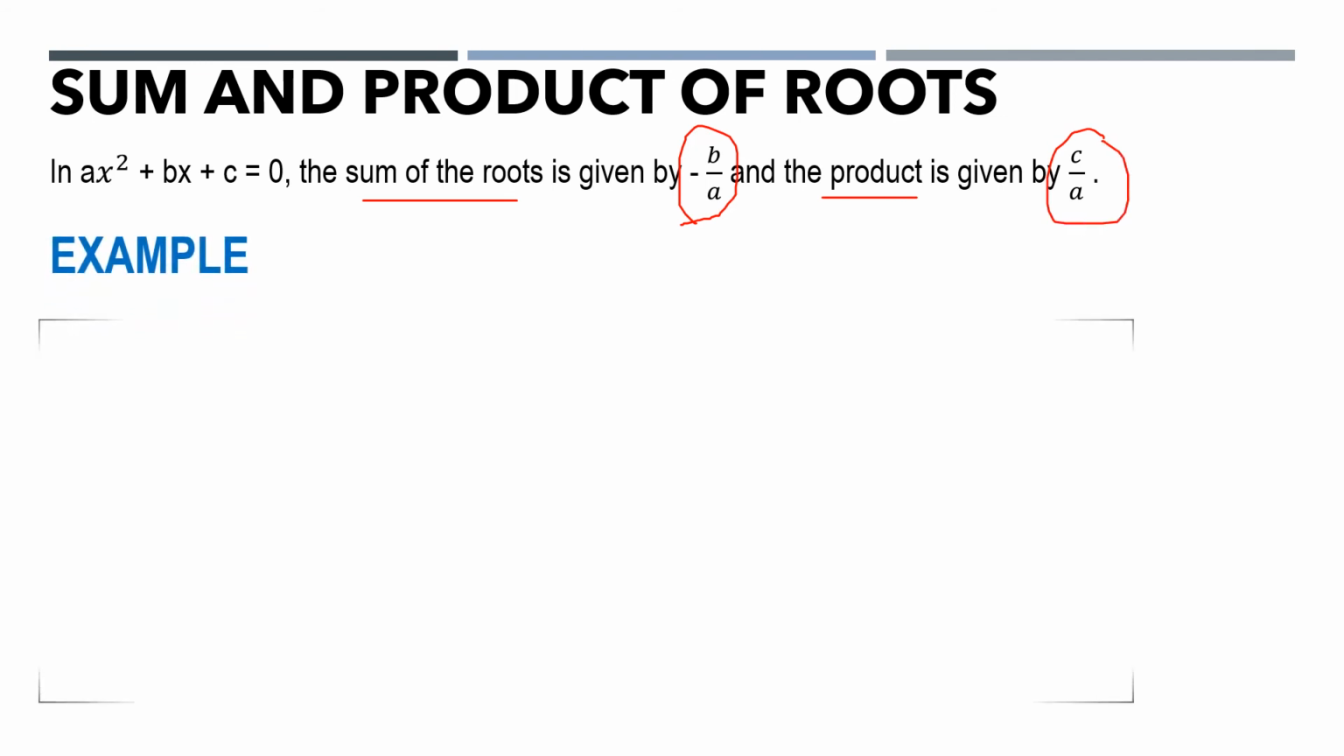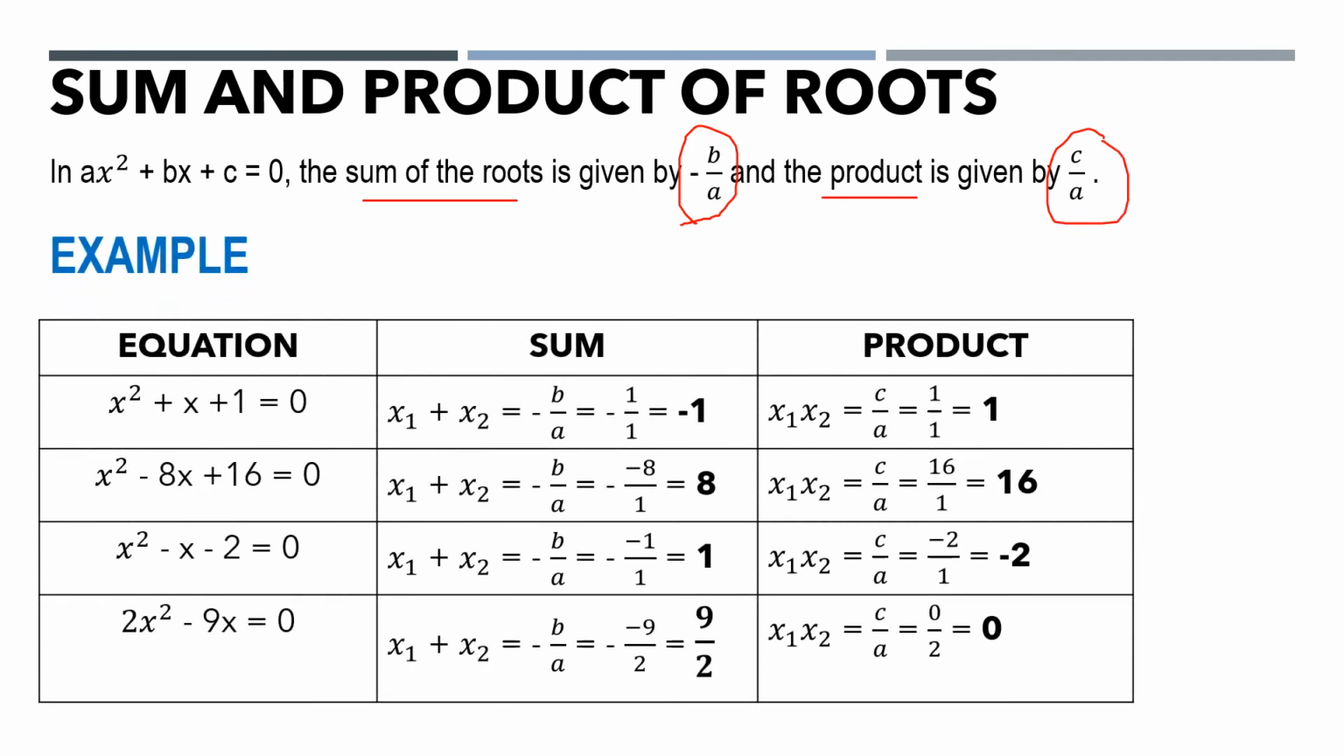So, example, x squared plus x plus 1. So, identify the value of, since sum ang hinahanap, we have negative b and over a. So, b at a lang ang i-identify. So, meron tayong negative, and ang b natin ay 1, ang a natin ay 1. Kaya, negative 1 over 1. So, 1 over 1 is 1, and negative times 1 is negative 1. Next, ang product natin ay c and a. So, c ay 1, tapos yung a ay 1. So, 1 over 1 ay 1.